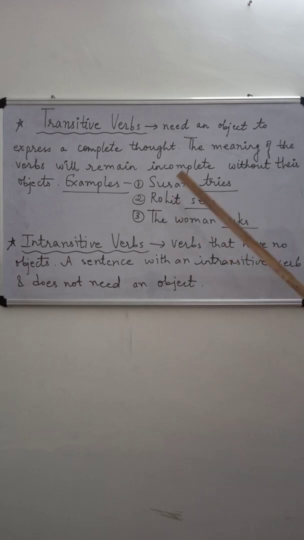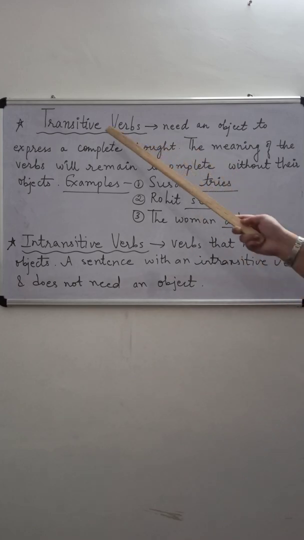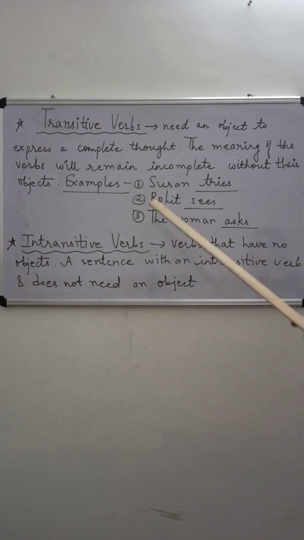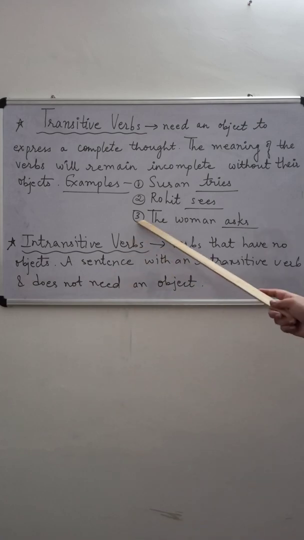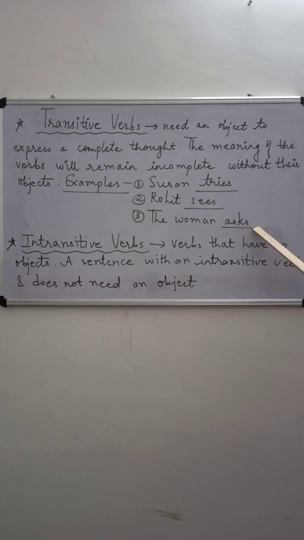For example, first one, Susan tries. Now here you can see that there is no object and this statement seems to be incomplete without its object. So the verb tries will be a transitive verb. Similarly, second, Rohit sees. Here also there is no object, so sees will be a transitive verb. Third, the woman asks. Now here also asks is a verb and there is no object. This statement seems to be incomplete without its object. So this verb asks will be a transitive verb.